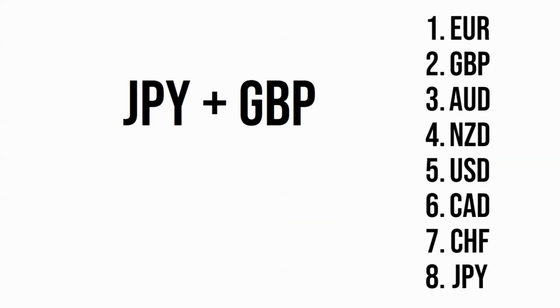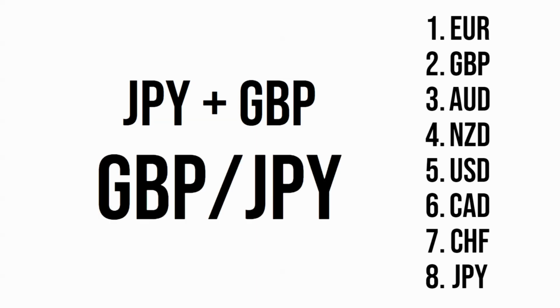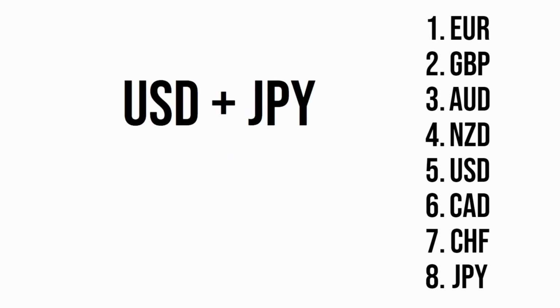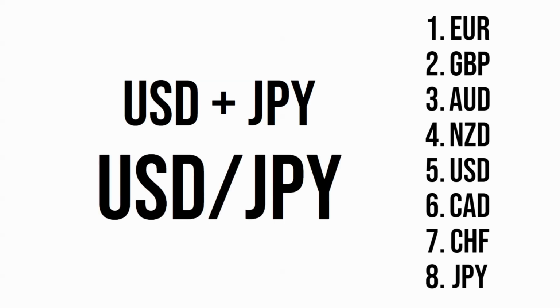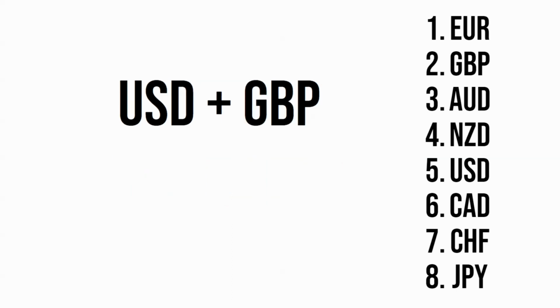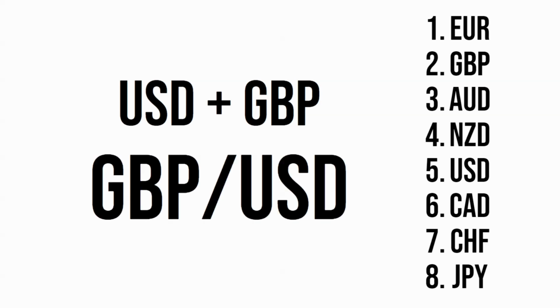Now we're looking at the Japanese yen and the British pound. The British pound is number 2 on the list and the Japanese yen is number 8. So in this pair, we're going to see that it's labeled as the pound yen. We've got the US dollar Japanese yen. And again on this list, US dollar is number 5 when the Japanese yen is number 8. So this pair is going to be shown this way, the US dollar Japanese yen. And finally, we'll take a look at the US dollar and British pound. On this list, the British pound is number 2 and the US dollar is number 5. So this pair is going to be shown as the pound US dollar.